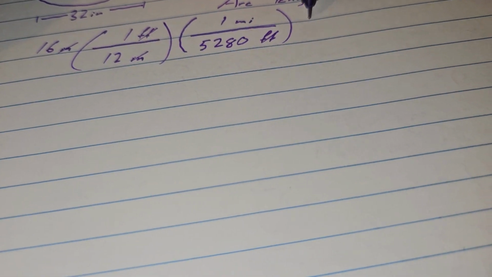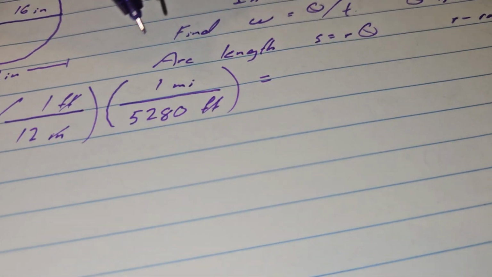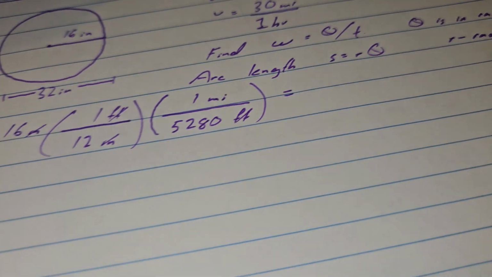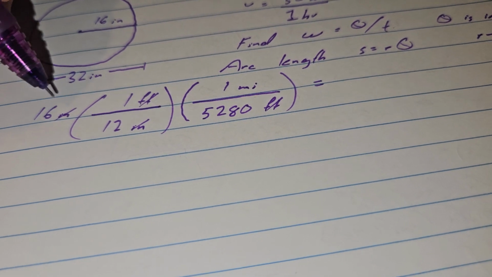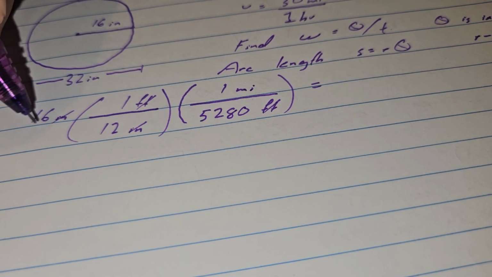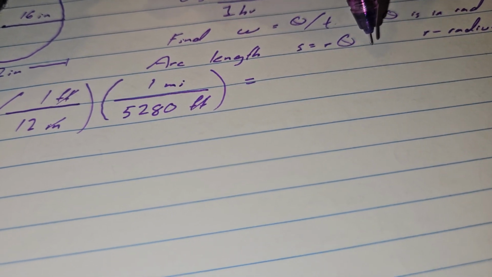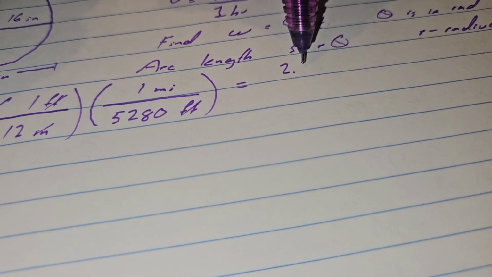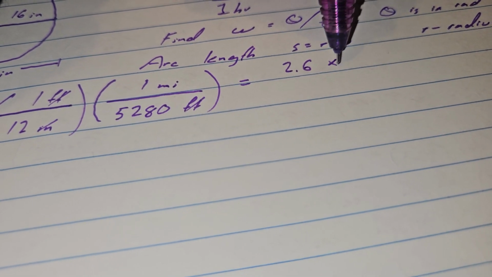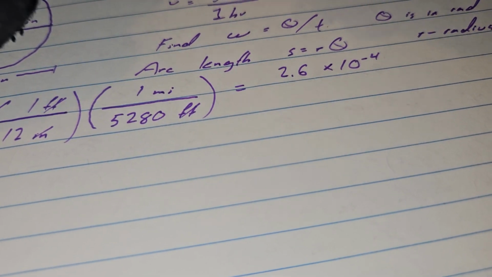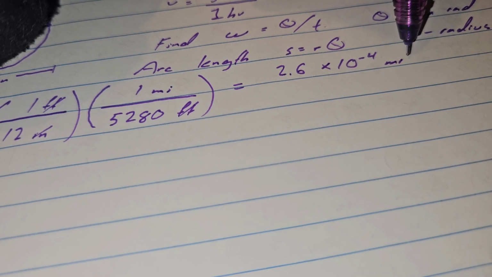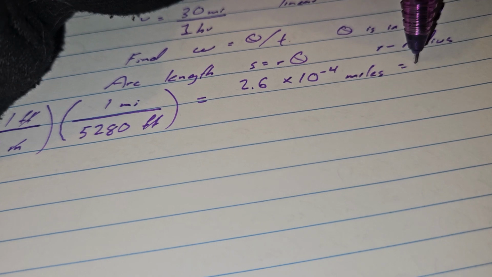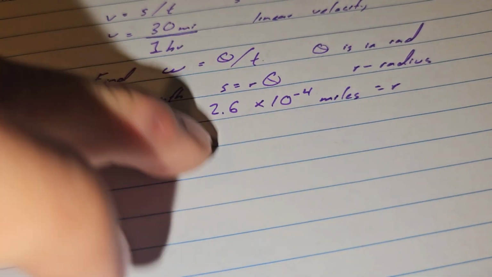So let's go ahead and do the whole multiplication right across. And you should get, let's round to 2 decimal places, because if you're in chemistry, you'll round to like 2 sig figs or whatever. So we're going to get 2.6 times 10 to the negative 4 miles. That's going to be our radius.